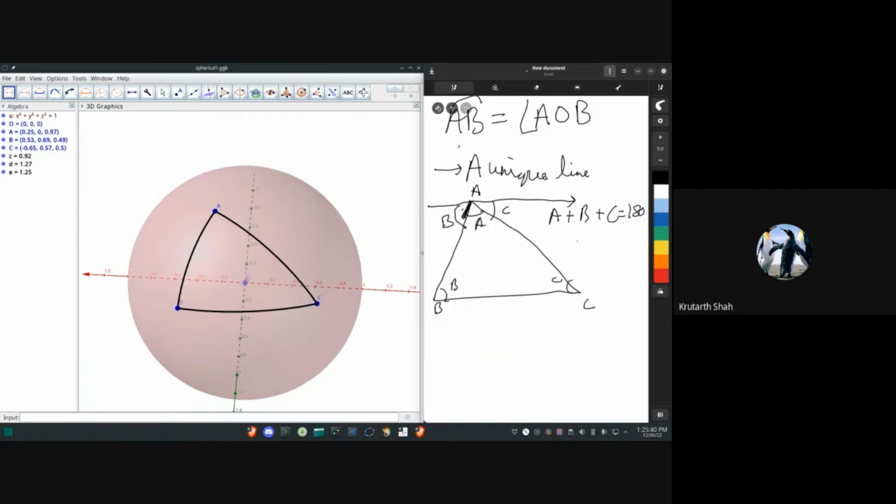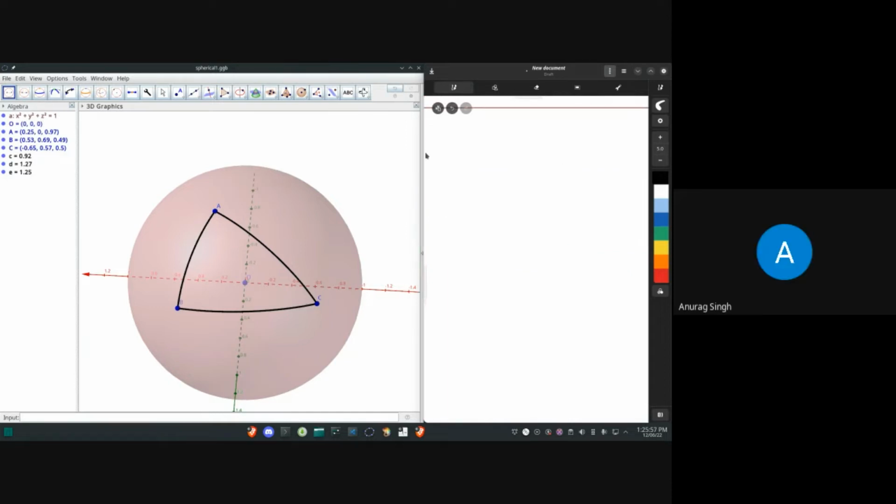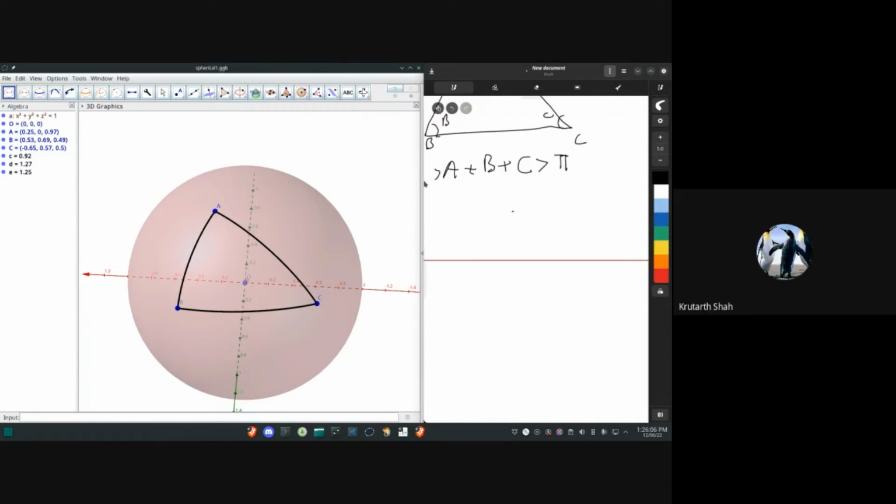In fact, the result isn't even true. You in fact have that a plus b plus c is greater than 180, or pi, always. And even more surprisingly, it is smaller than 3 pi as well. But the somewhat surprising result is that if you take the difference between this a plus b plus c minus pi, you get the area of this spherical triangle.